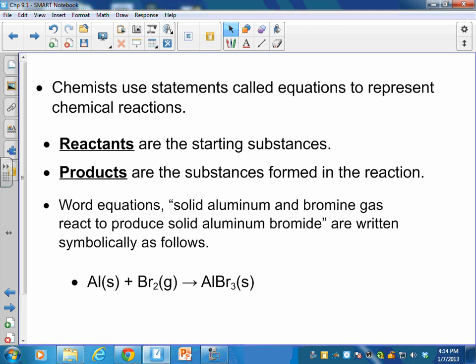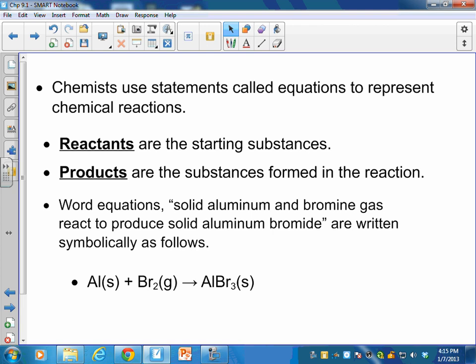And each of these chemical equations has reactants, which are the starting substances, and products, which are the substances formed in the reaction. That's what happens after the reaction takes place. And oftentimes we have to go from word equations. We have the words and we write an equation from it. In this one, solid aluminum and bromine gas react to produce solid aluminum bromide. And it's written symbolically as follows.